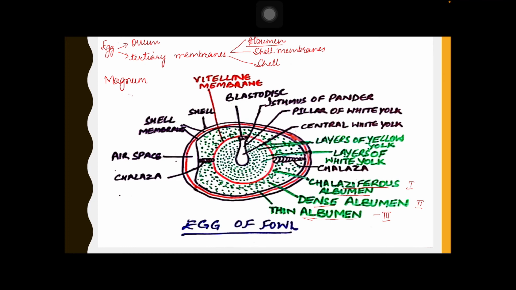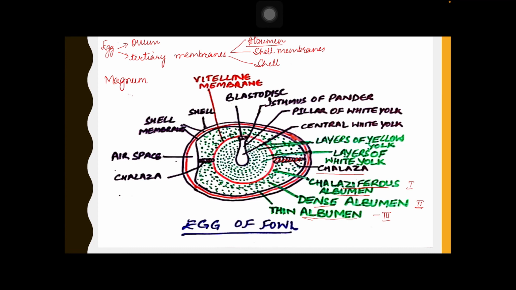As the ovum passes down the oviduct, the very dense layer of albumin gets spirally twisted into a spiral cord. As you can see here, this spiral cord is known as chalaza, or it is also called the calciferous layer of the albumin. Now the second layer of the albumin, that is dense albumin, which is less dense than the first layer, is secreted around the ovum as it passes through the next part of the oviduct.